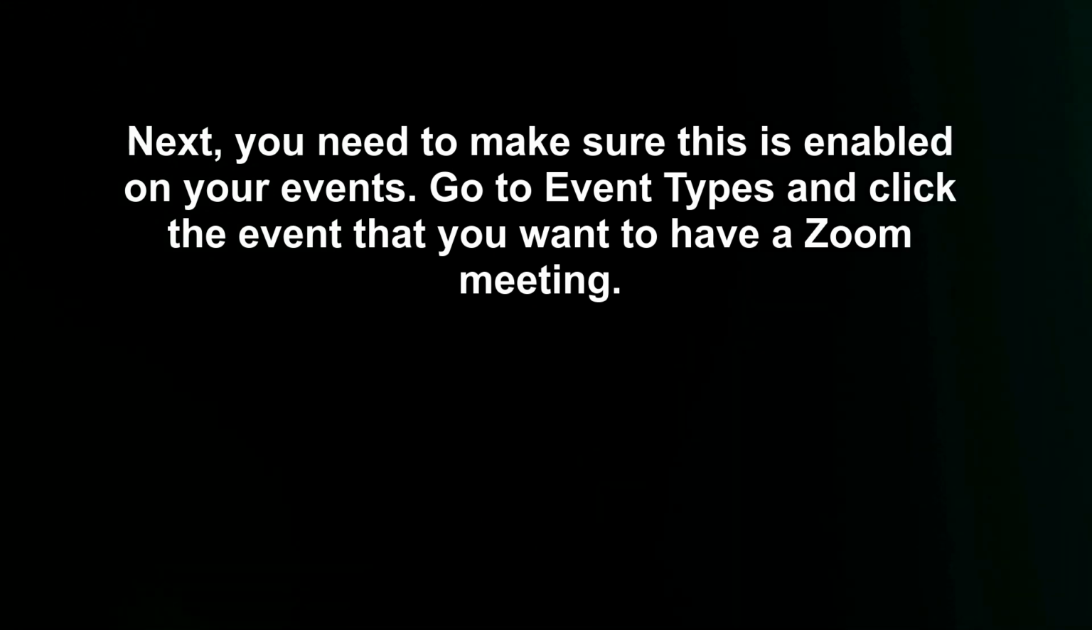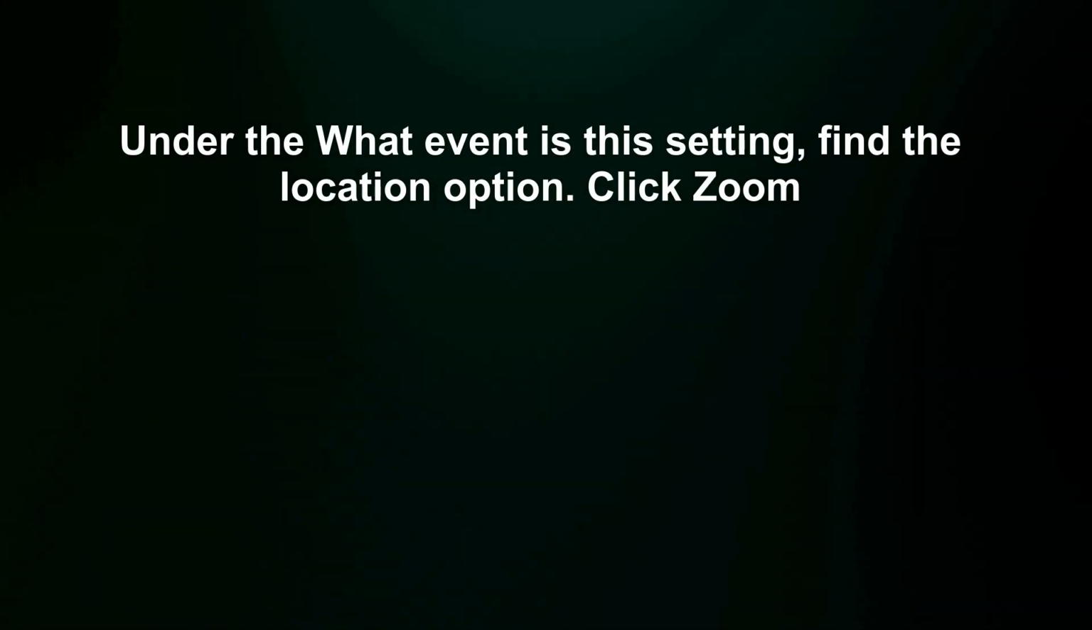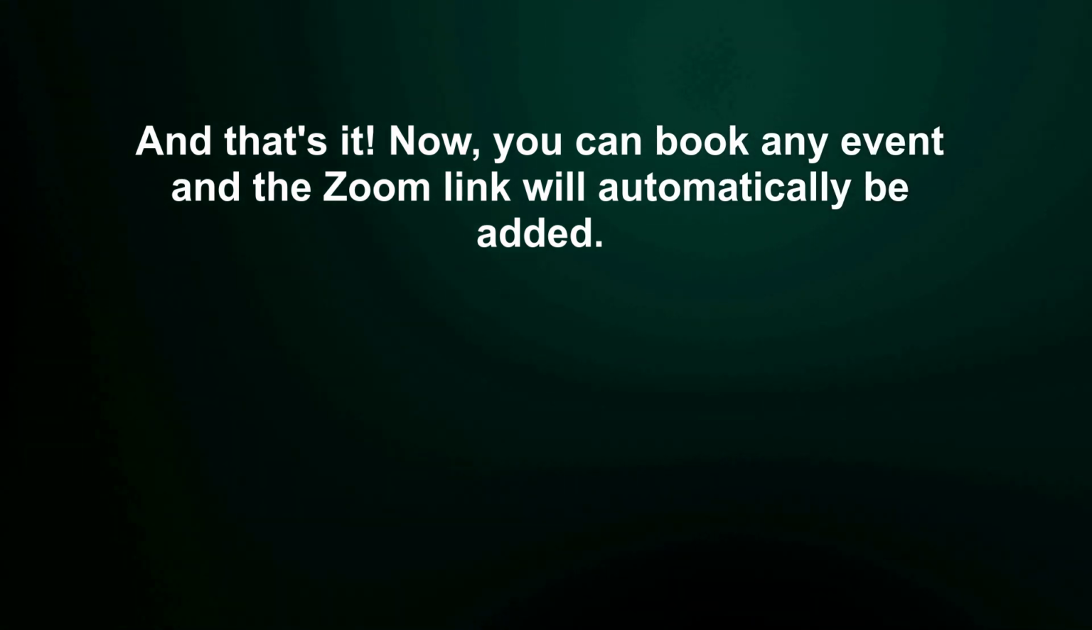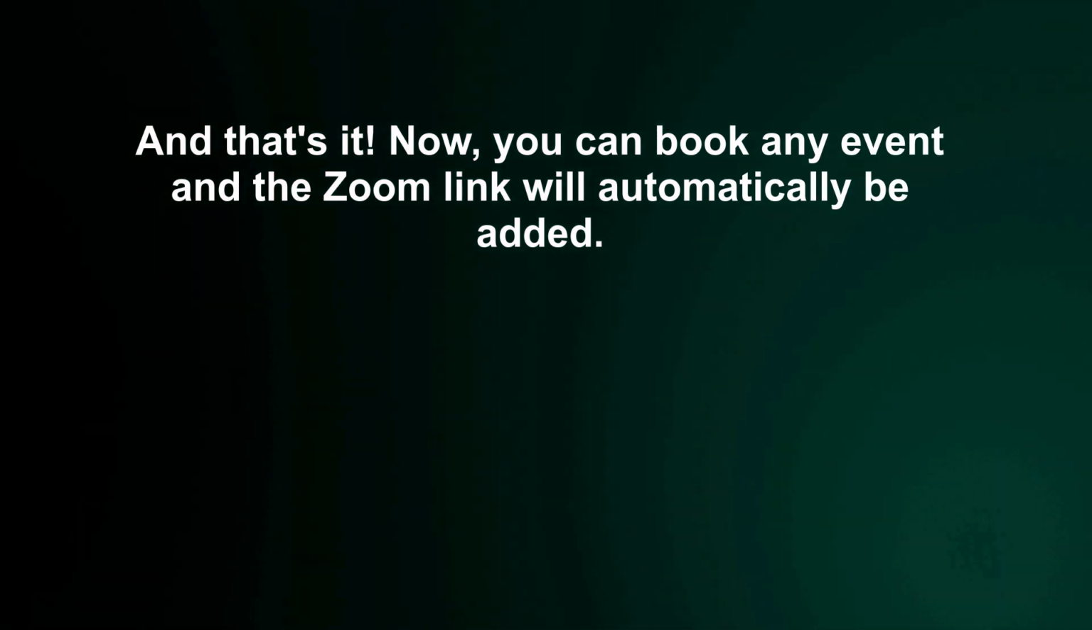Go to Event Types and click the event that you want to have a Zoom meeting. Under the What Event is this setting, find the Location option. Click Zoom. And that's it. Now, you can book any event and the Zoom link will automatically be added.